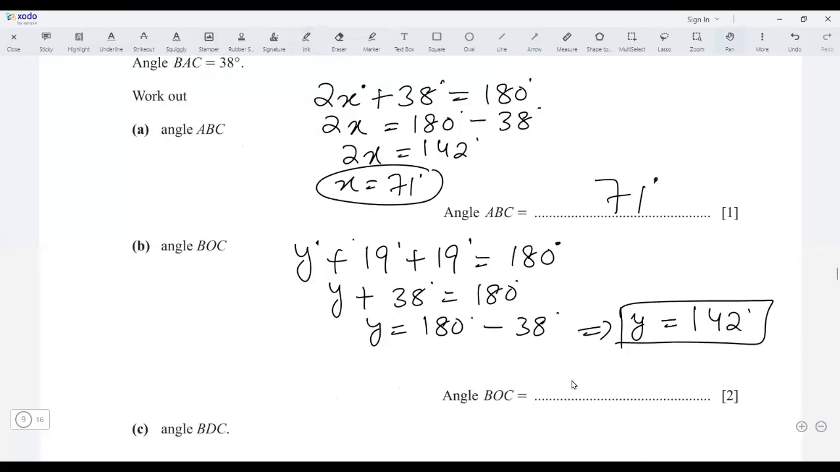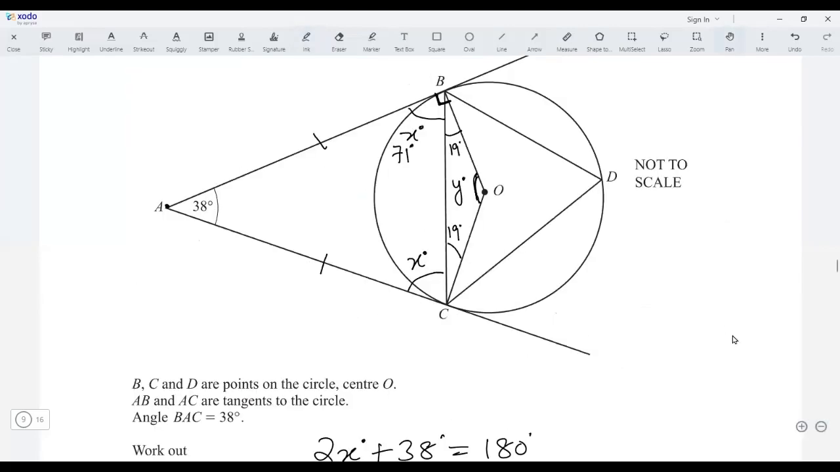So I hope you understand this kind of concept. So look at the next question. The next question is angle BDC. Where does this lie? Angle BDC.